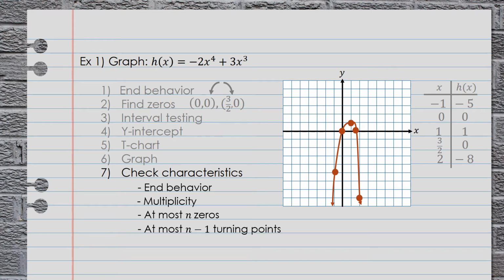The last one is at most there's n-1 turning points. Well, our degree was a 4, which means at most 4 minus 1 turning points. Well, 4 minus 1 is 3. Ours appears to only have 1 turning point, which is less than 3, so we are okay. So that is your official graph.